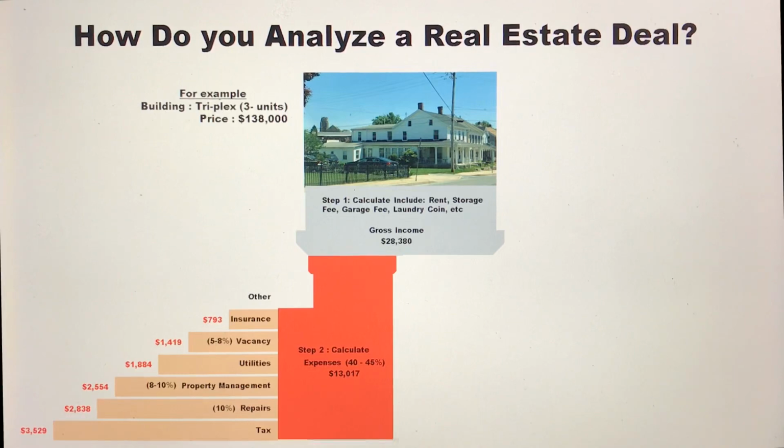Taxes, you just type the property address on Zillow.com and it will tell you what the property tax for this property was for last year. So you use that number. So when you add that up, all the expenses come out to be $13,017.